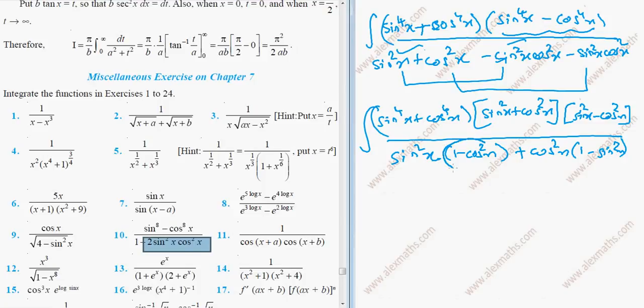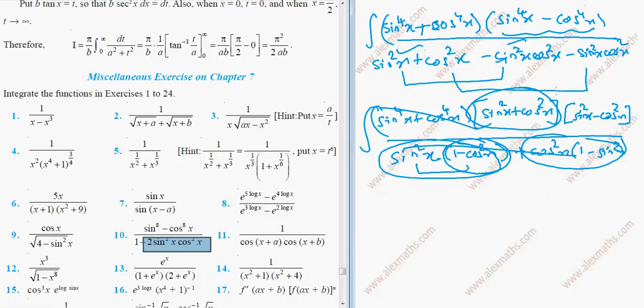This will become sin power 2, because 1 minus cos square x is sin square x, already sin square, totally sin power 4. This will become sin power 4, this will become cos power 4. Entire term I can cut with this. Okay, here for explanation purpose I am doing it directly, but you have to do it in the next step.